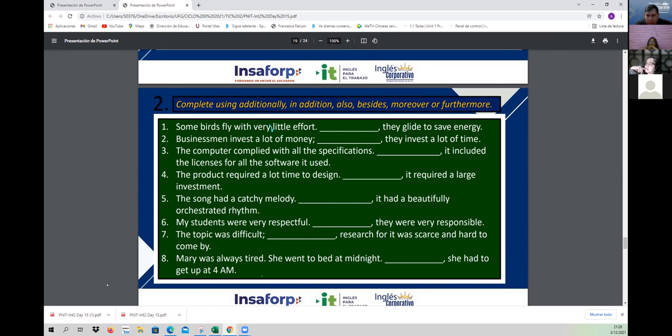Besides, some birds fly with very little effort. Besides, they like to save energy. Yes. I'm not sure if I can. I can't hear you. Hi. And now? What did you say, sorry? Ah, right. Really, I don't know. Yes, you are second. Okay.